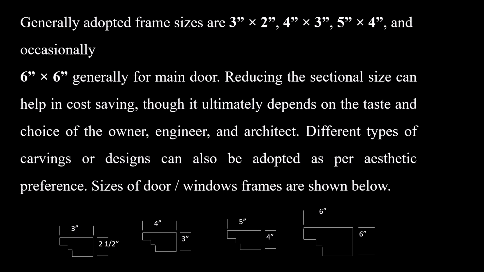Generally, adopted frame sizes are 3 inch by 2 inch, 4 inch by 3 inch, 5 inch by 4 inch, and occasionally 6 inch by 6 inch, generally for main door. Reducing the sectional size can help in cost saving, though it ultimately depends on the taste and choice of the owner, engineer and architect. Different types of carvings or designs can also be adopted as per aesthetic preference. Sizes of door windows frames are shown below. They are 2.5 inch by 3 inch, 3 inch by 4 inch, 4 inch by 5 inch, 6 inch by 6 inch.